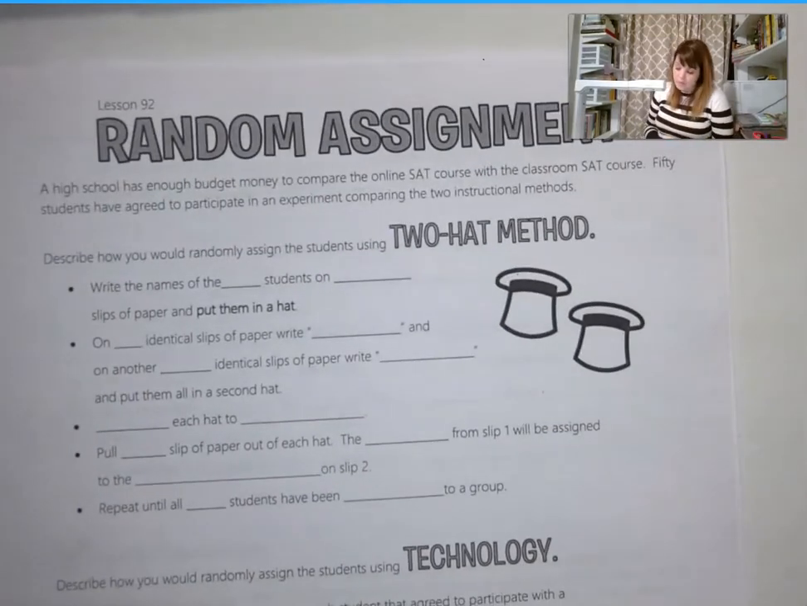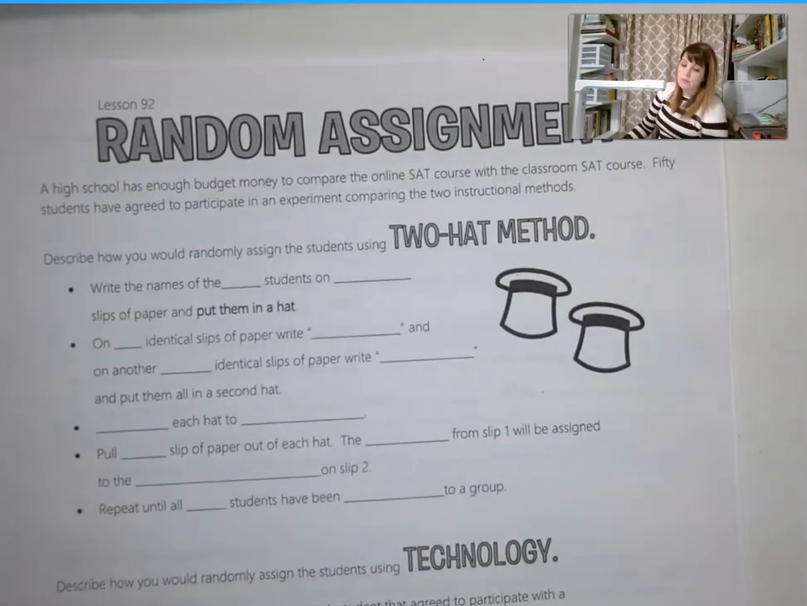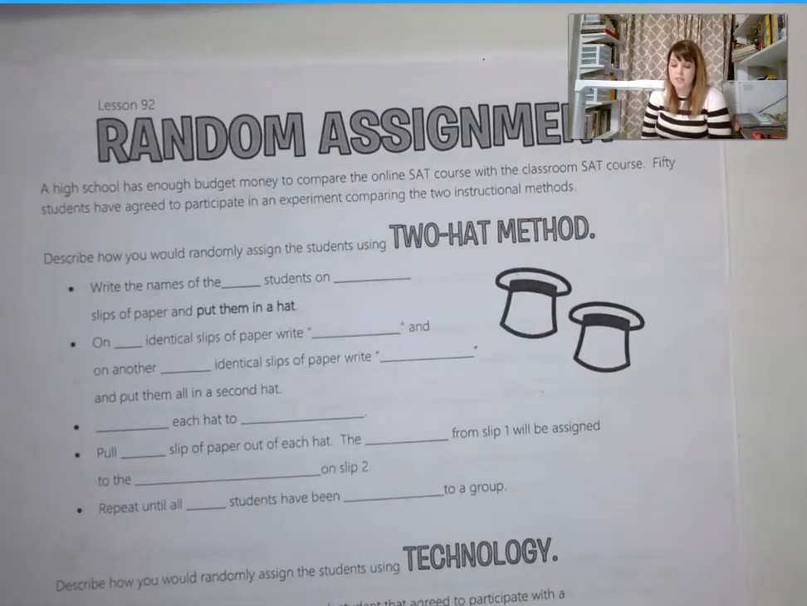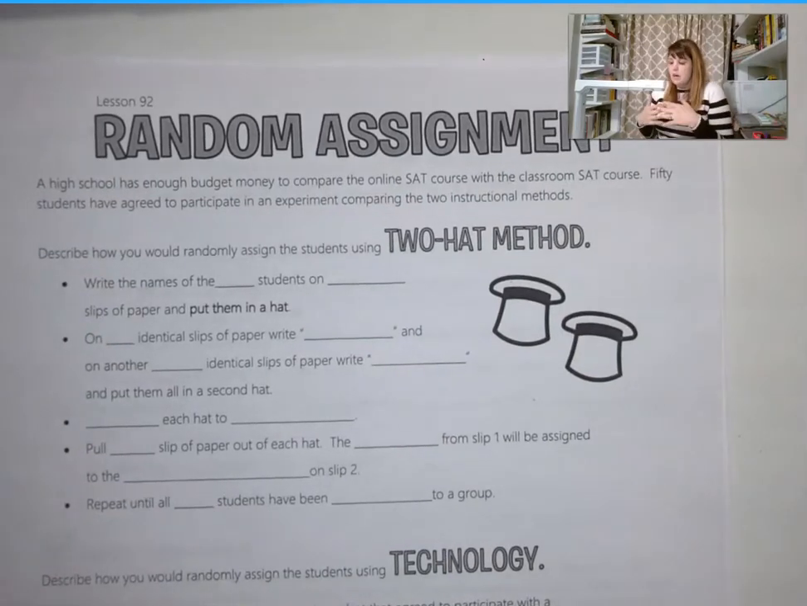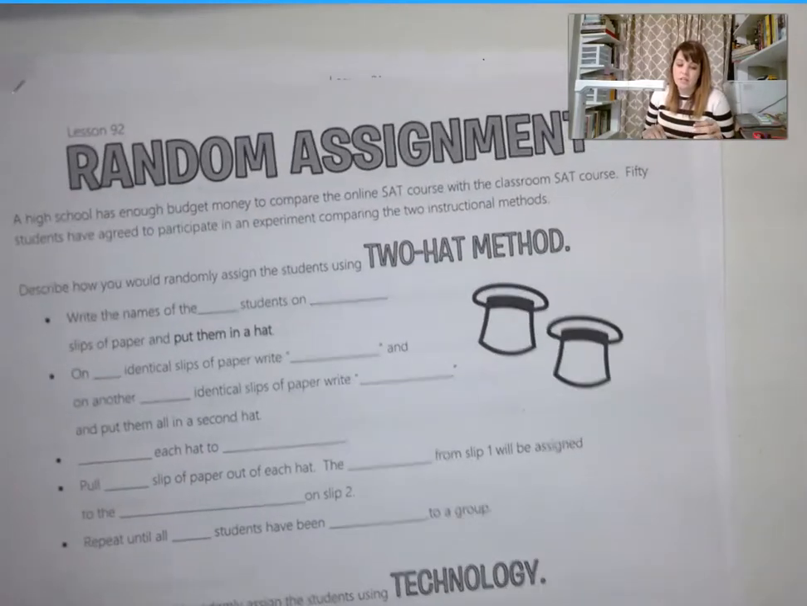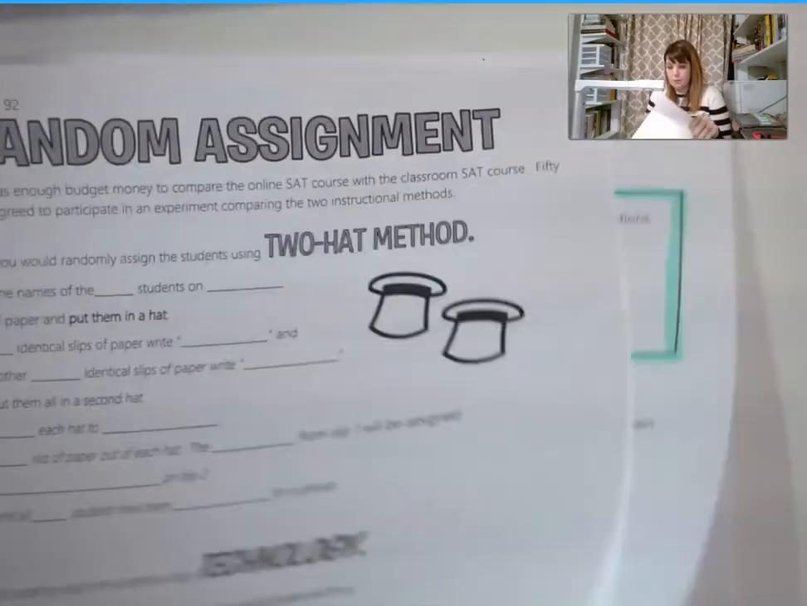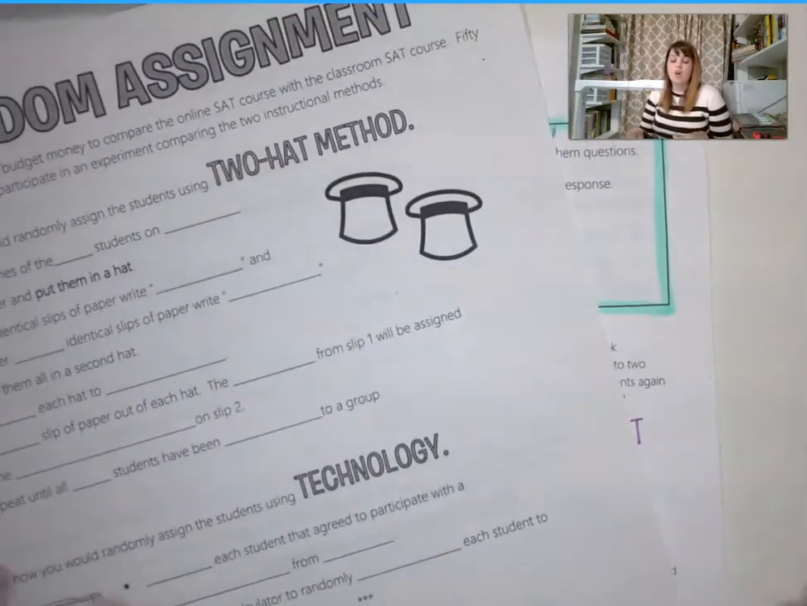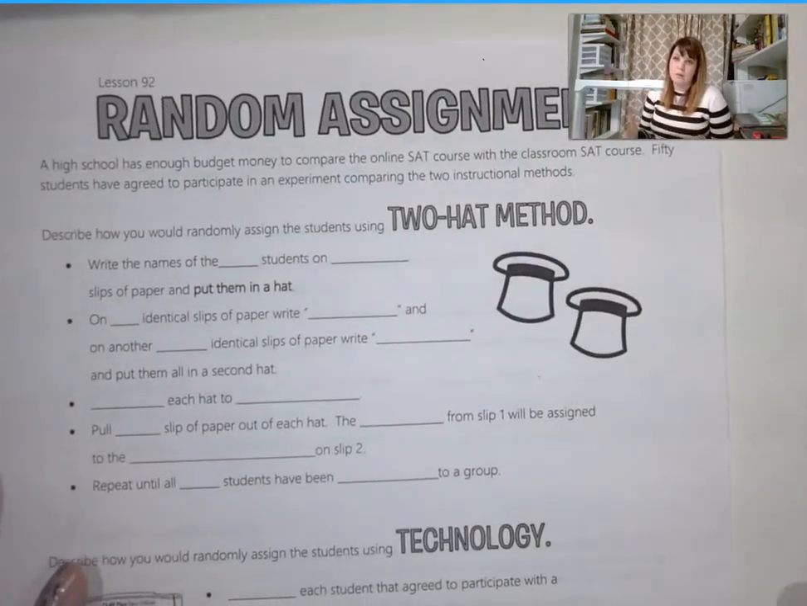So a high school has enough budget money to compare the online SAT course with the classroom SAT course. 50 students have agreed to participate in an experiment comparing the two instructional methods. Maybe you've been noticing that as we've started having more examples of experiments, these problems typically start by the prompt telling us that we have some individuals that volunteer to be in our experiment.